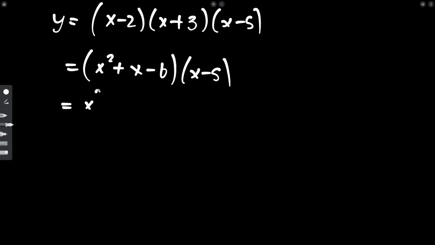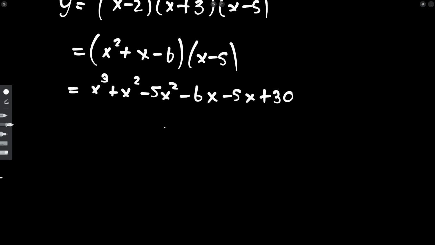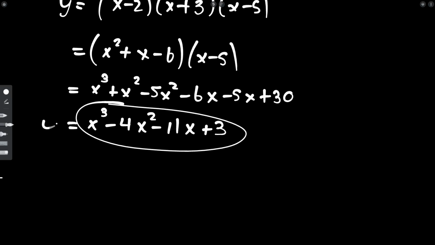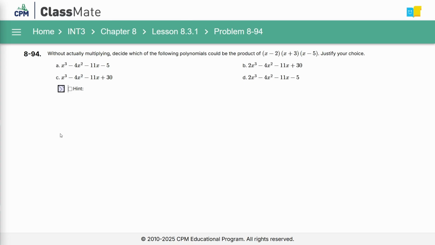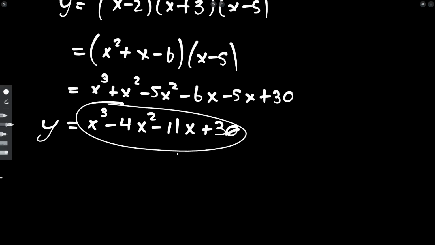And this becomes x cubed plus x squared minus 5x squared minus 6x minus 5x plus 30. Adding like terms, that gives us x cubed minus 4x squared minus 11x plus 30. And this matches what we were given here: x cubed minus 4x squared minus 11x plus 30.